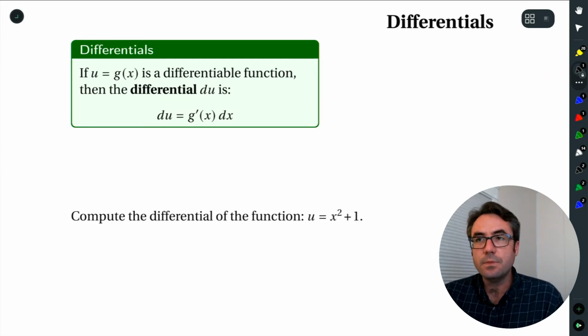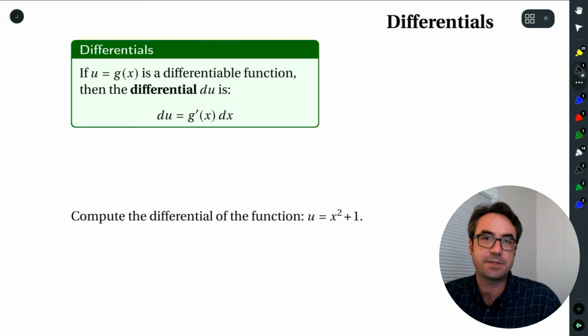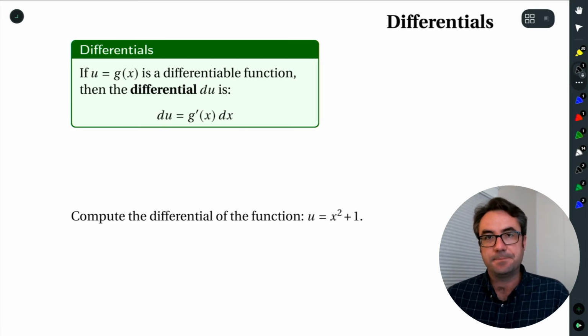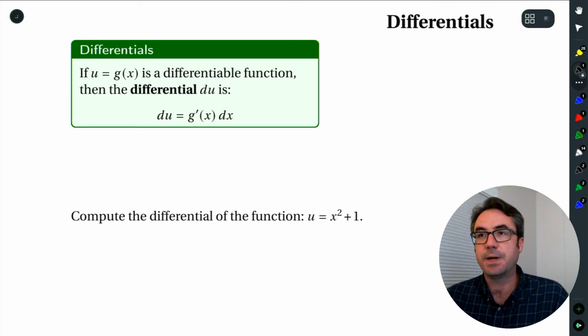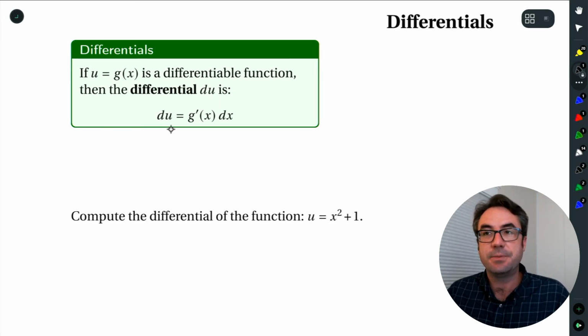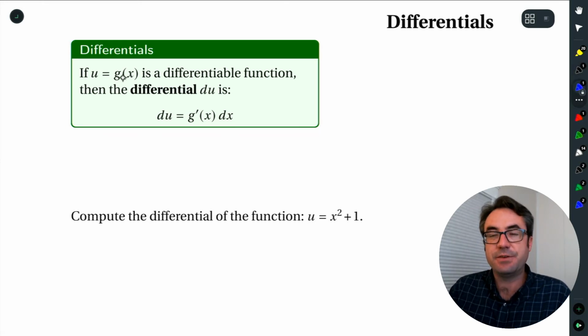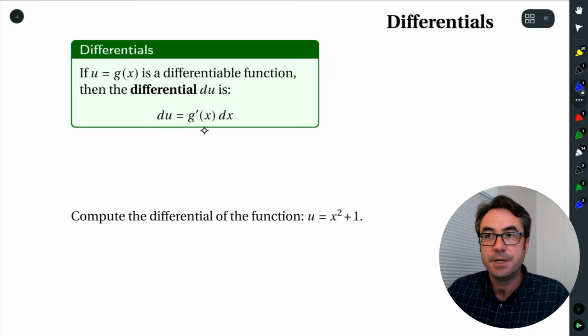That means we're going to need a little bit of notation and terminology to help us go through the process of substitution rule. The gadget that we're going to need, and we're going to use this in other integration techniques as well, is this idea of a differential. So suppose u equals g of x is a differentiable function. Then we define the differential du to be the derivative of g of x times dx. Essentially, if we have this function g of x, the way we calculate the differential du is we calculate the derivative of g and then multiply by dx.